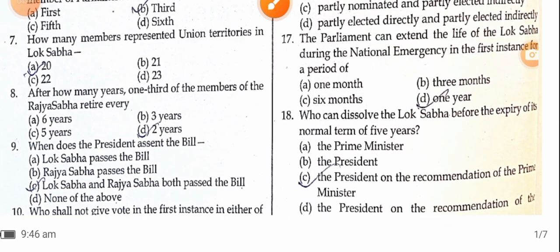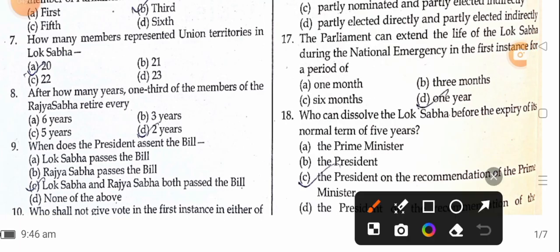Question number 17. The Parliament can extend the life of the Lok Sabha during the national emergency in the first instance for a period of 1 year. Who can dissolve the Lok Sabha before the expiry of its normal term of 5 years? Option C, the President on the recommendation of the Prime Minister.